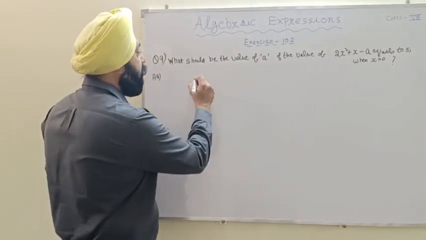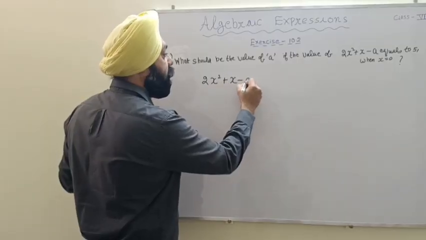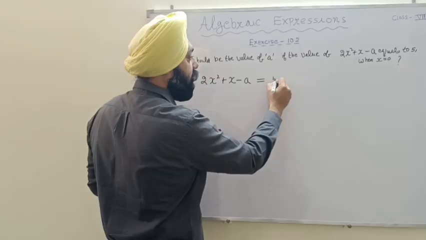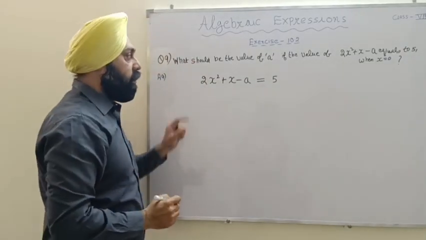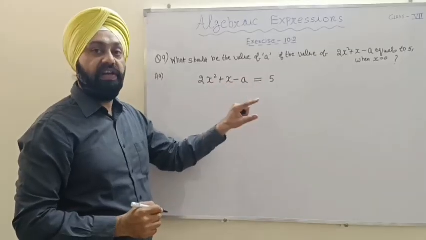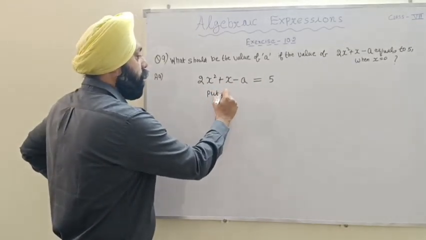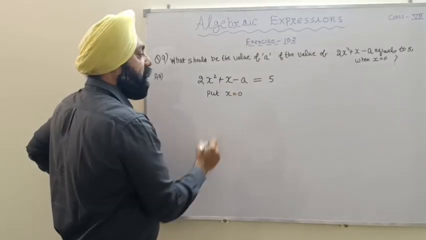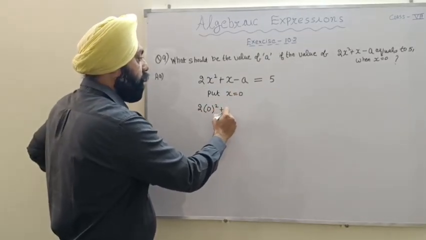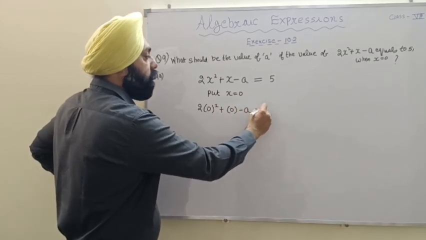So what we will do, we will write 2x square plus x minus a, and in place of this, we will put the equals sign and we will write 5. So now the condition is that the value of this expression is 5 only when we put the value of x as 0. So put x equals 0 in the above expression, we will get 2 times 0 square plus 0 minus a is equal to 5.